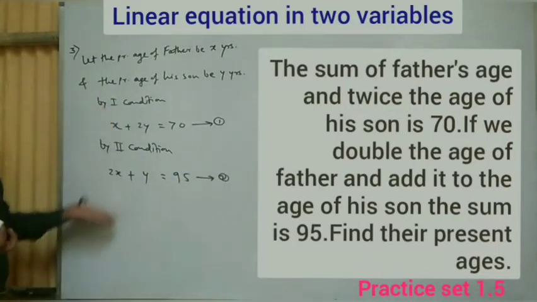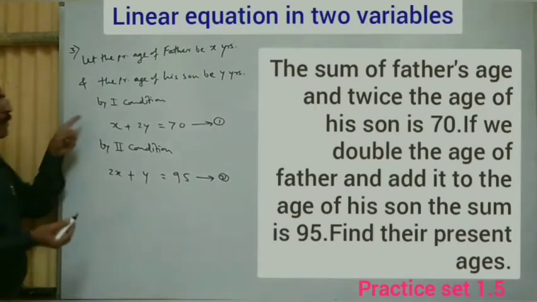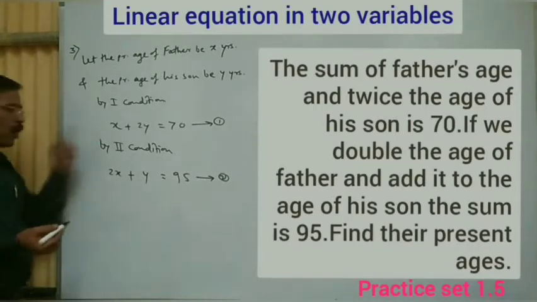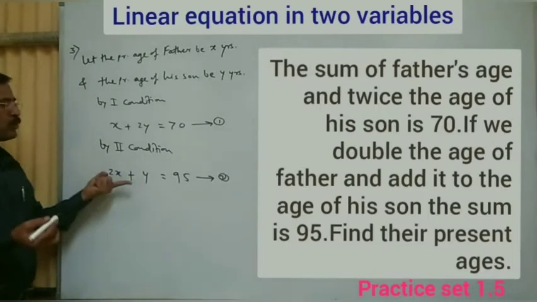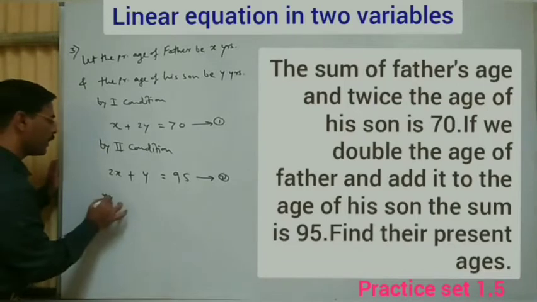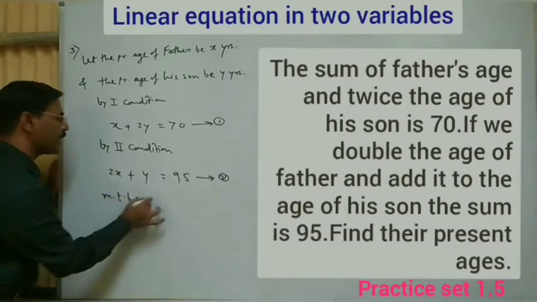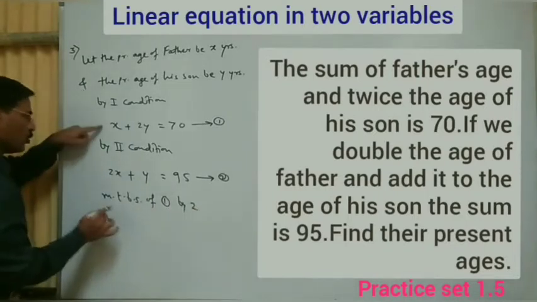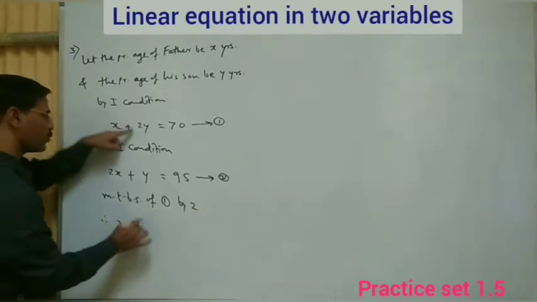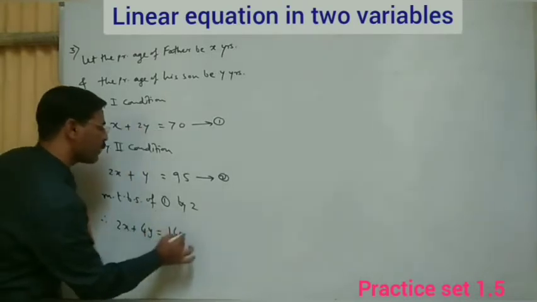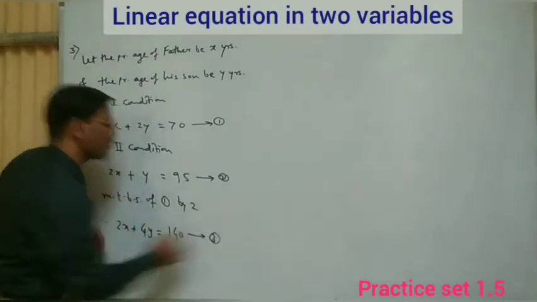Simple. So here the very simple part is, either you may multiply here by 2 to make the x coefficients the same, or you may multiply here also. So I will multiply here by 2. See here. Multiply both sides of equation number 1 by 2. So 2x plus 4y, and 2 sevens are 14, means 140. This is equation number 3.